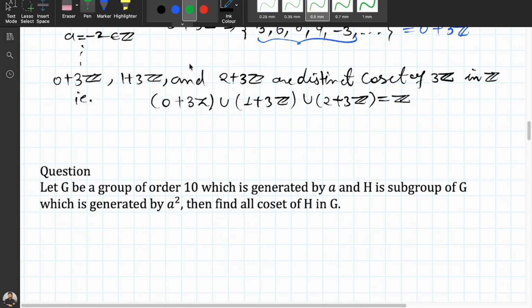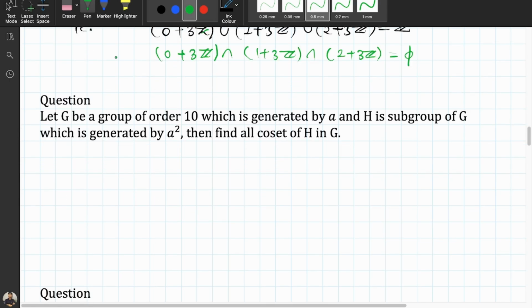But on the other hand, same property, if I take the intersection of all these distinct cosets, nothing will be in it. It means 3Z has only 3 different cosets.